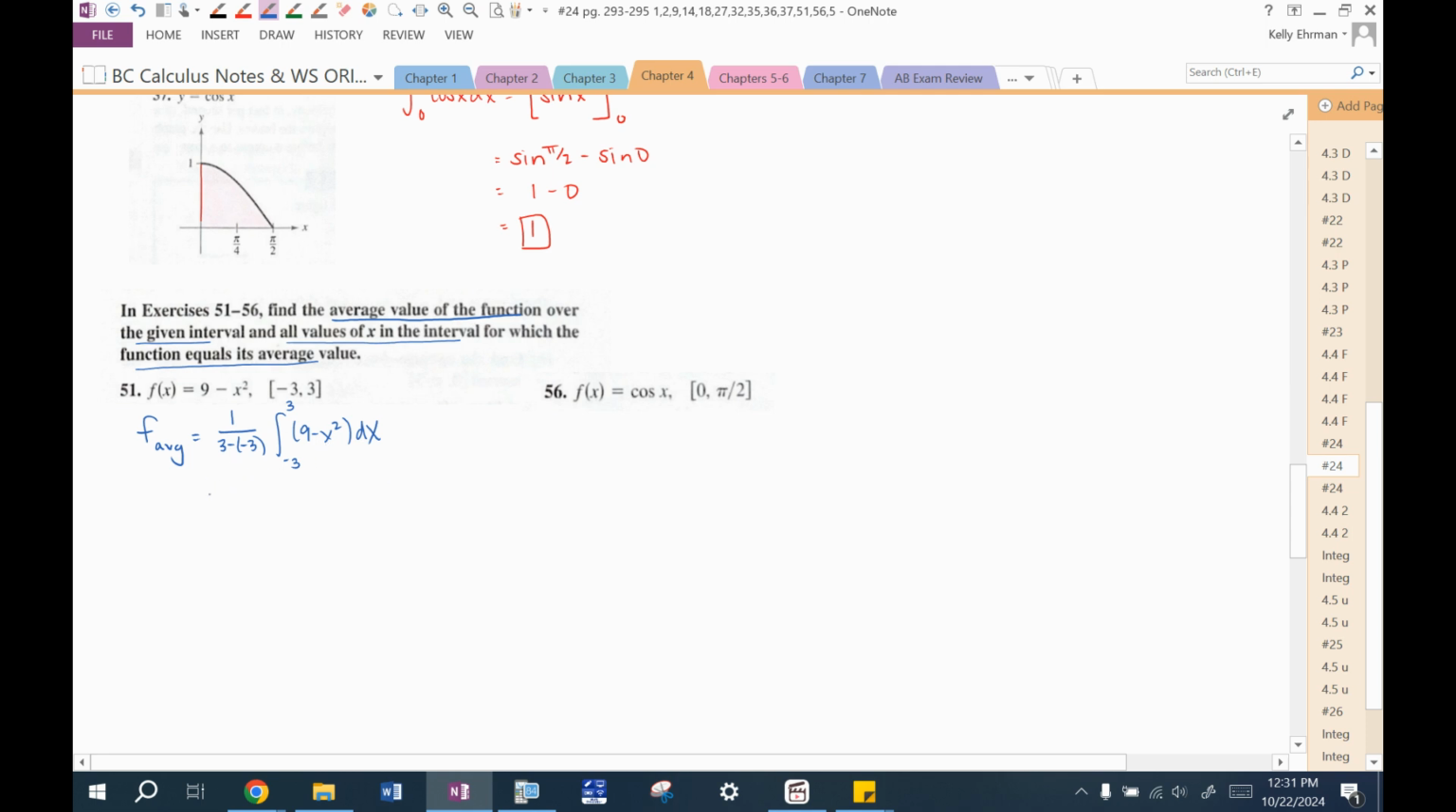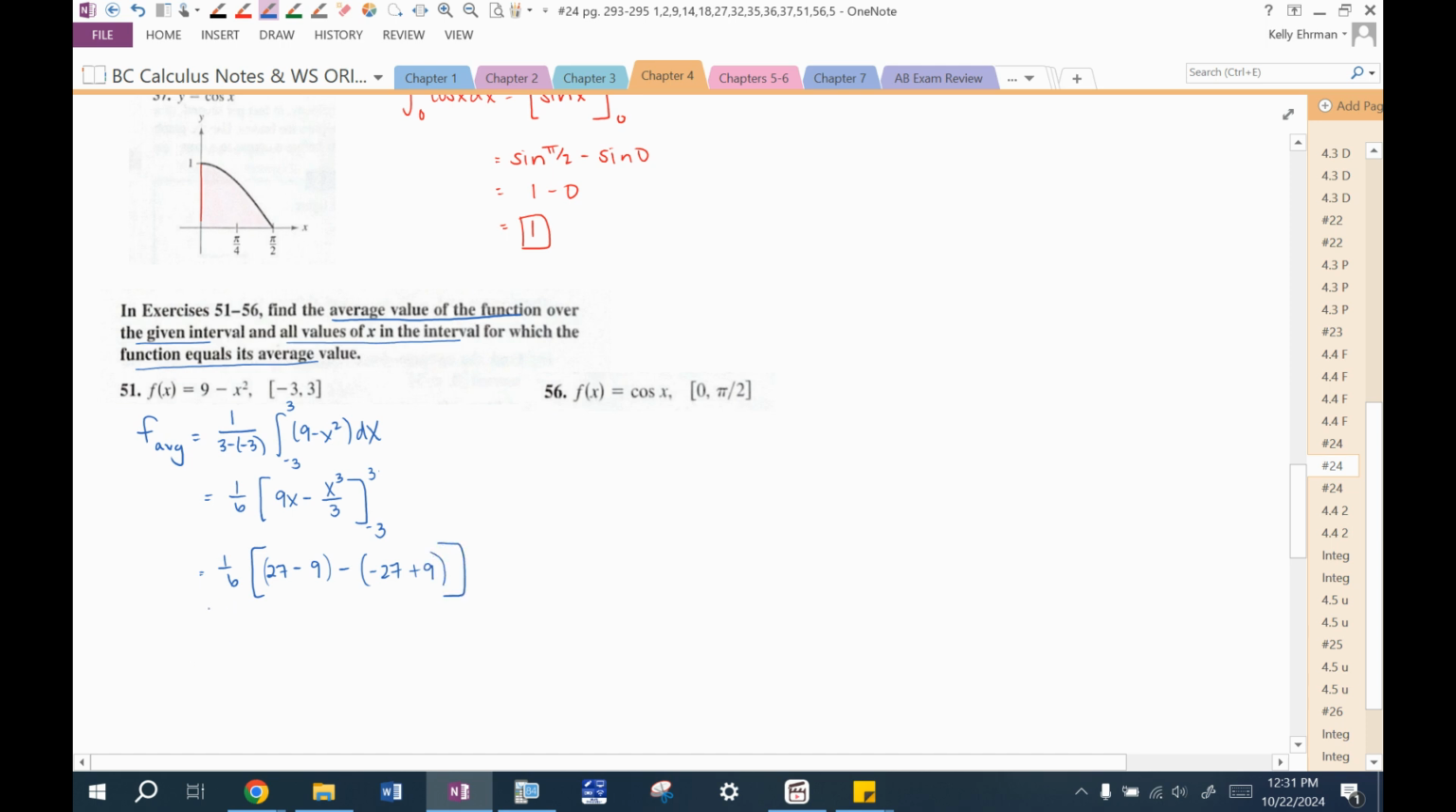All right, so this becomes 1/6. And then the integral of 9 is 9x, and the integral of x squared is x cubed over 3, and we're going from -3 to 3. So that's 1/6 times 9 times 3 is 27, minus 3 cubed is 27 over 3, 27 divided by 3 is 9. So 27 minus 9, minus, when you plug in -3, you get -27, and then you're going to get plus 9.